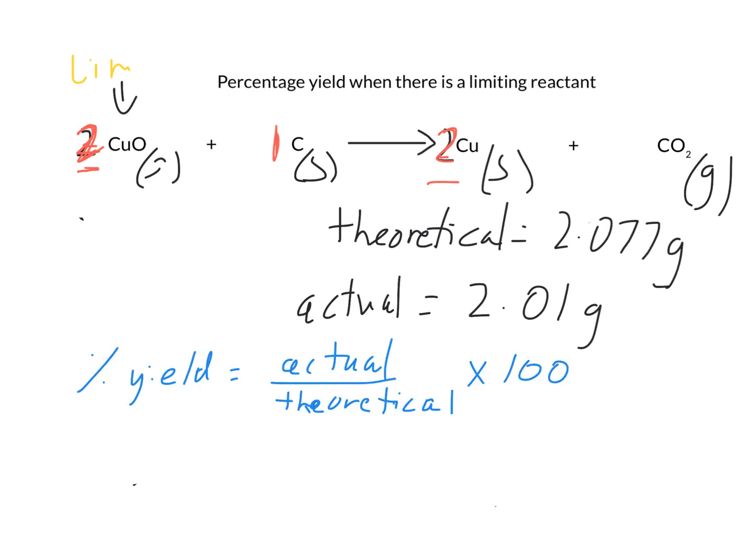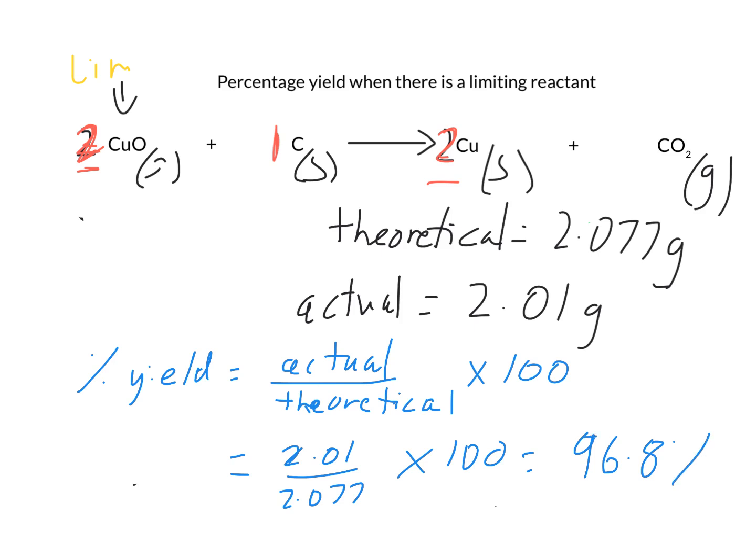Now, the formula for percentage yield is actual over theoretical times 100. So in this case, we've got the actual, which is 2.01. We've got the theoretical, which is 2.077. We do that times 100, and that gives us roughly 96.8%, rounded to 3 significant figures because that's how many sig figs were in the values we used. So that is our percentage yield.